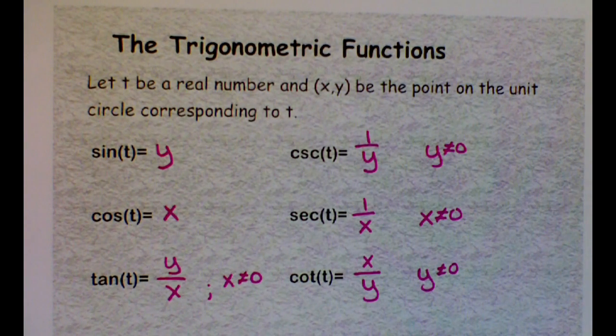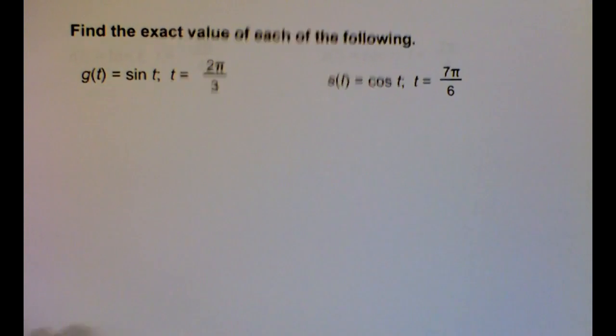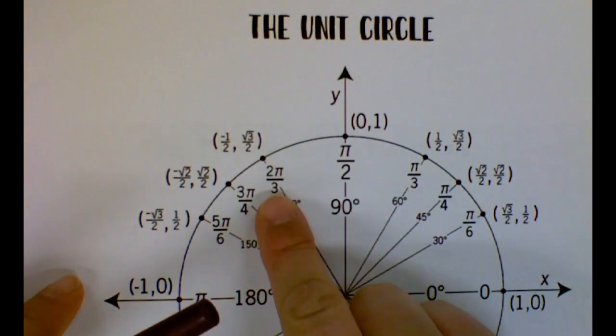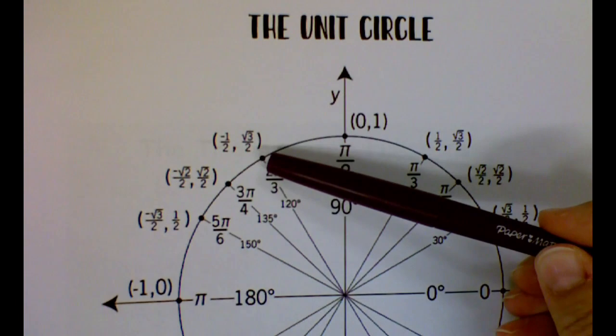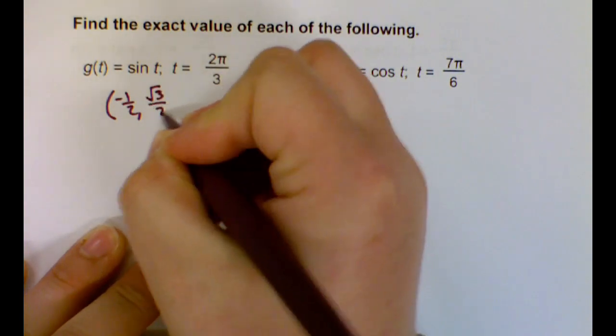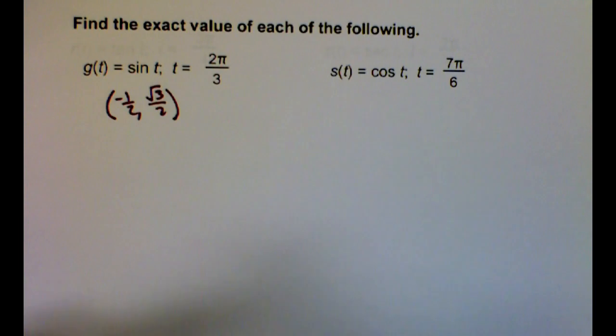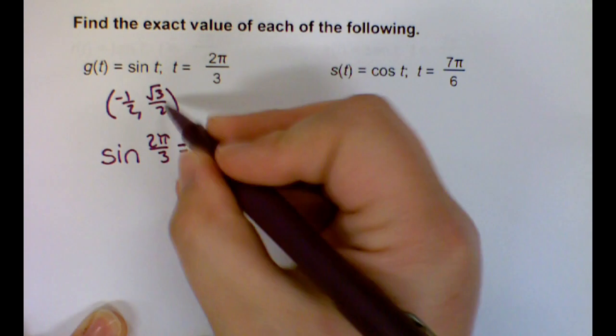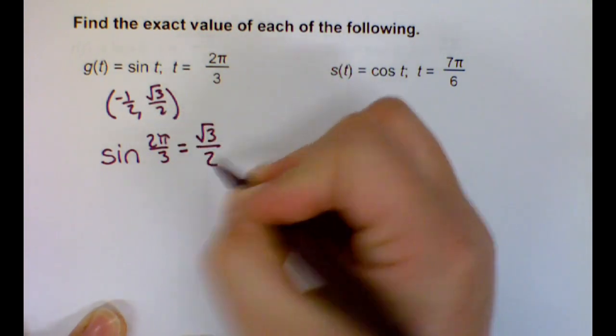This is how we use the unit circle. So we're going to find the exact value of each trig function using the unit circle. So I've got my unit circle here ready to go. The sine of t if t is 2 pi over 3. To do this, we start off by looking for 2 pi over 3 on my unit circle. There it is. The coordinate there is negative 1/2, square root 3 over 2. So I'm going to write that down just so I have it. Sine, we just said, is the y coordinate. So that means the sine of 2 pi over 3 will be the y coordinate, which is square root 3 over 2. Done.